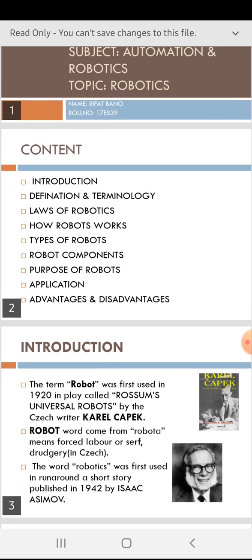Let's have some introduction. The term robot was first used in 1920 in a play called Rossum's Universal Robots by the Czech writer Karel Čapek. The word came from the word robota, which means forced labor or serf or drudgery in Czech. The word robotics was first used in Runaround, a short story published in 1942 by Isaac Asimov.